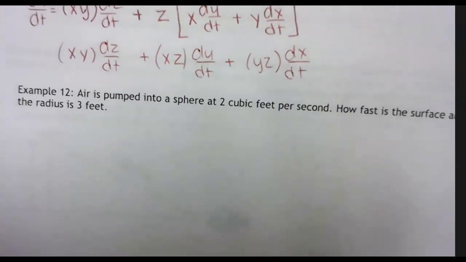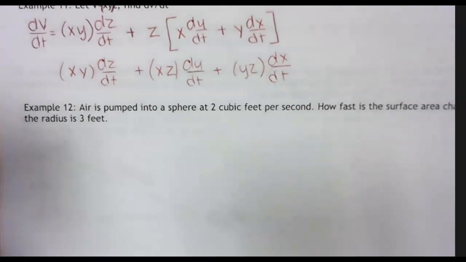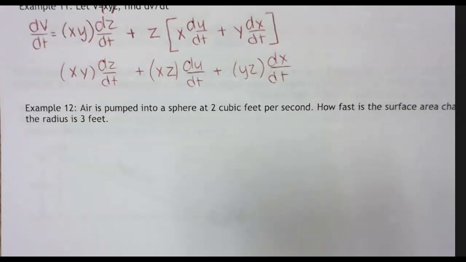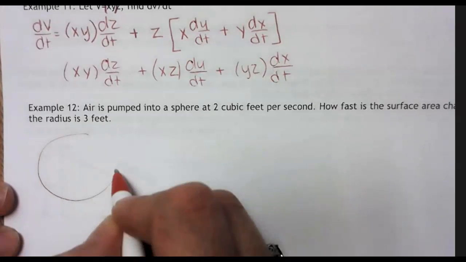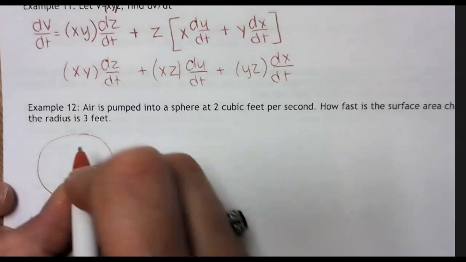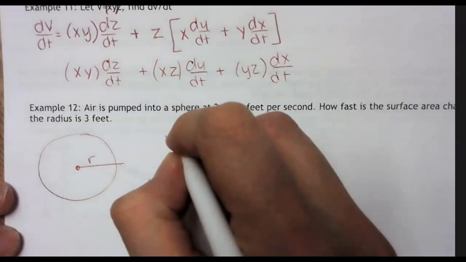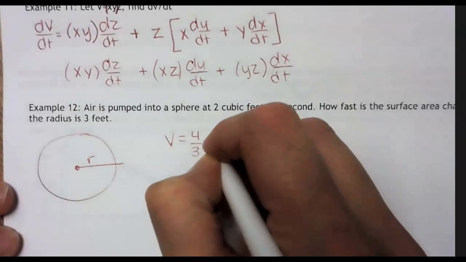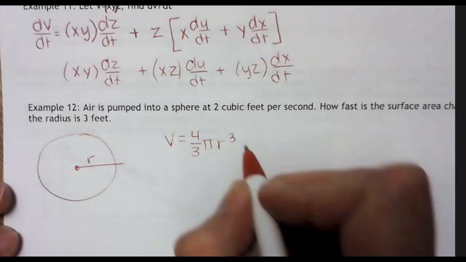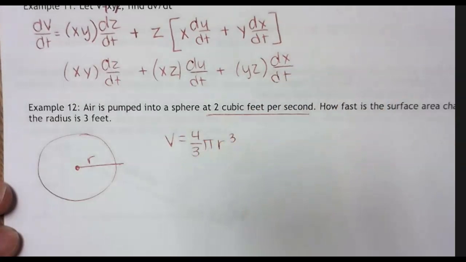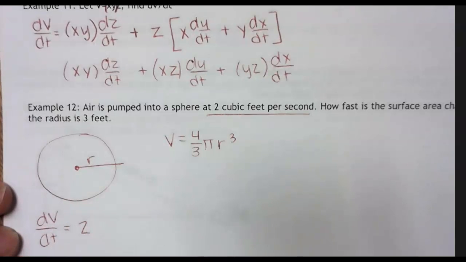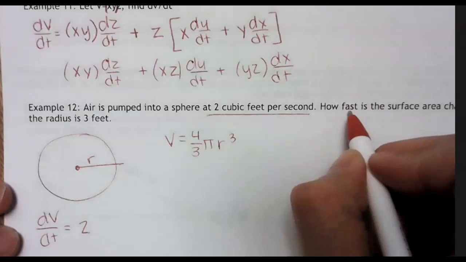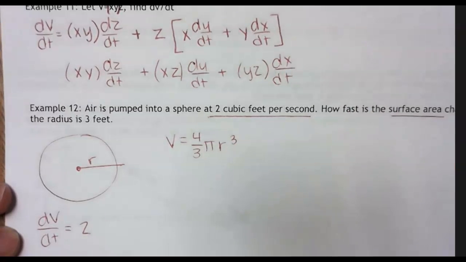Okay, and then the last example with the sphere, since we didn't do a sphere yesterday, is that air is pumped into a sphere at 2 cubic feet per second. So here's my sphere. Air is being pumped in, so we know that a sphere has a volume of 4/3 pi r cubed. It's being pumped in at 2 cubic feet per second, so that's my dv dt. How fast is the surface area changing when the radius is 3?